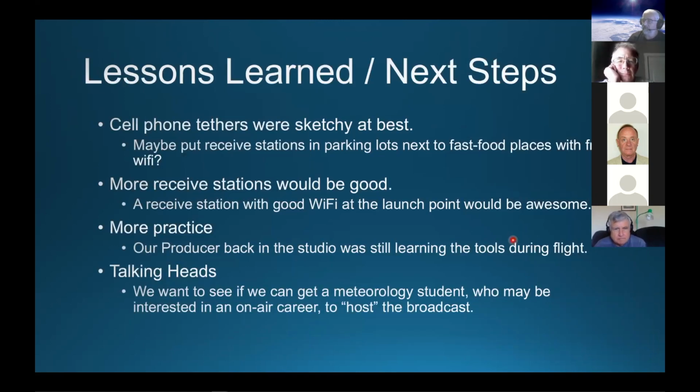So lessons we learned: the cell phone tethers were kind of sketchy for live video. You know, we're sending live video over an IP tether on a phone. So one thought might be to put receive stations in parking lots next to fast food joints that have free Wi-Fi. So outside of McDonald's, we can get their Wi-Fi, they might have a faster uplink than a phone would. More receive stations are good.